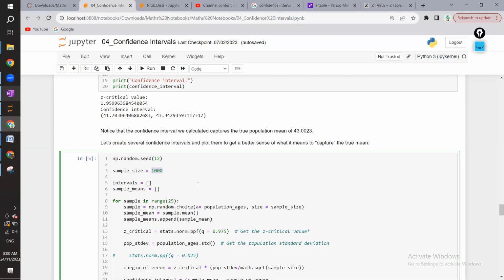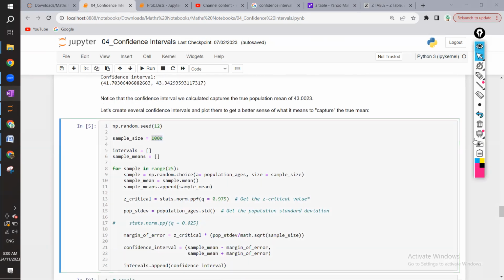So if you see, the first time from the population, it is taking a sample size of 1,000. It is taking 1,000 samples, calculating the mean, and appending it to sample means. So I have created sample means. Let's go step by step. First time it is coming in the range of 25, that means it will do this experiment 25 times.